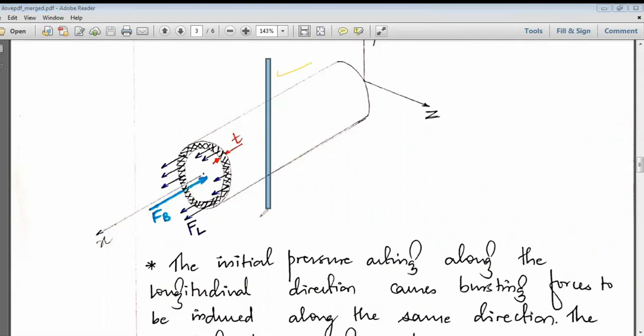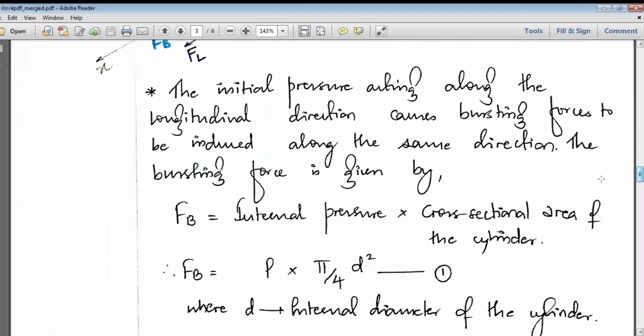So here also you are having the bursting forces and the resisting forces. In this inner part, you are having the fluid, and the cylinder is having certain thickness T. Now, if the cylinder has to burst, we know that bursting force is equal to stress into area. So let us check out what is the bursting force. Bursting force is internal pressure into cross-sectional area of the cylinder.